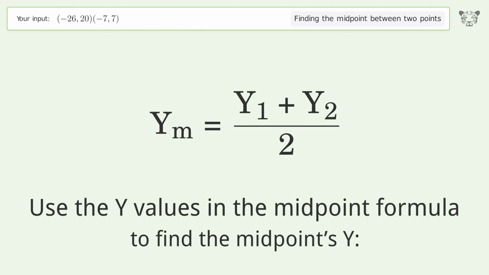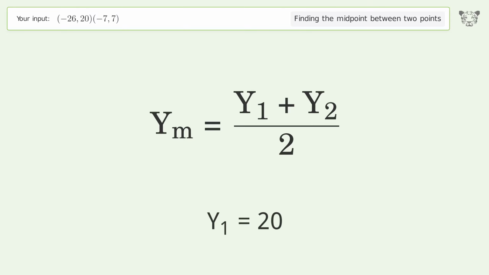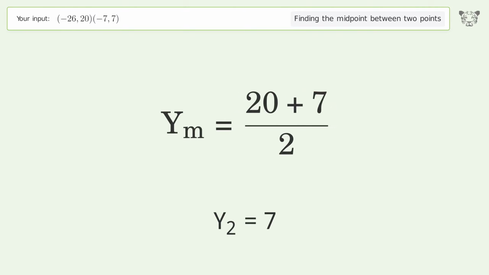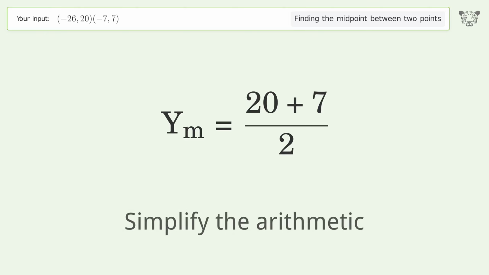Use the y values in the midpoint formula to find the midpoint's y. y1 equals 20. y2 equals 7. Simplify the arithmetic.